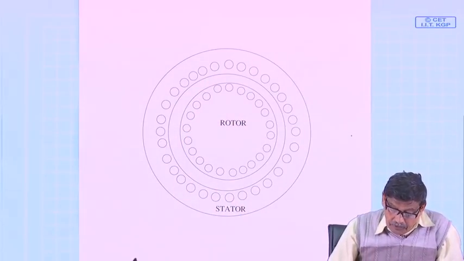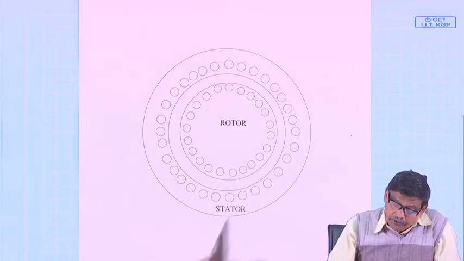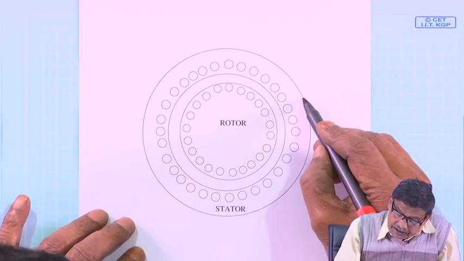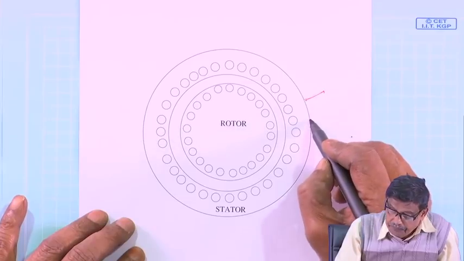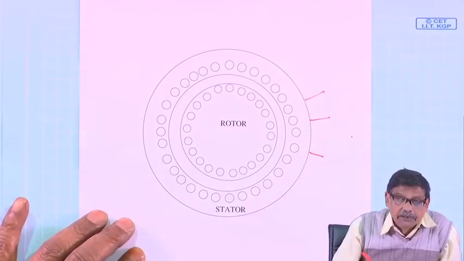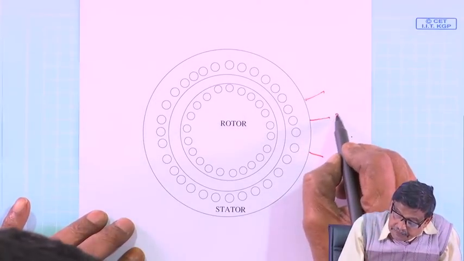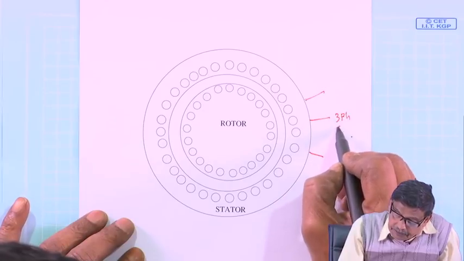Now, look at the argument. Suppose from this machine 3 terminals come out, R1, Y1, B1. You connect a 3-phase supply.